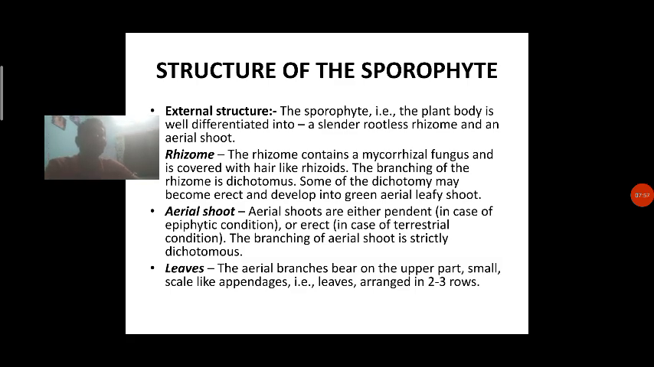Now the rhizome contains mycorrhizal fungus, and it is covered with hair-like rhizoids. The branching of the rhizome is dichotomous, or bifurcate, we can say. Some of the dichotomies may become erect and develop into a green aerial leafy shoot. So the rhizome itself gives rise to a leafy shoot, or aerial shoot.